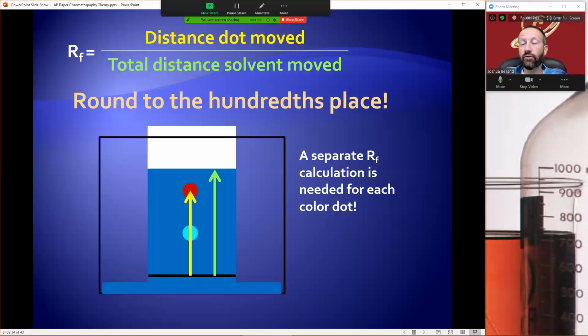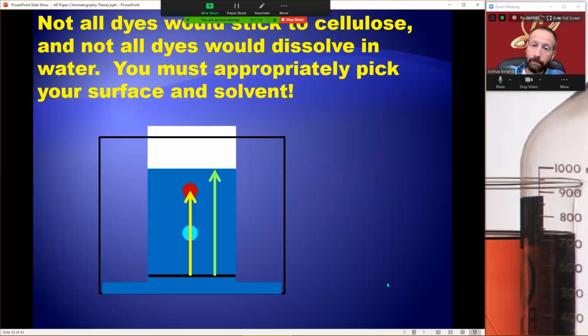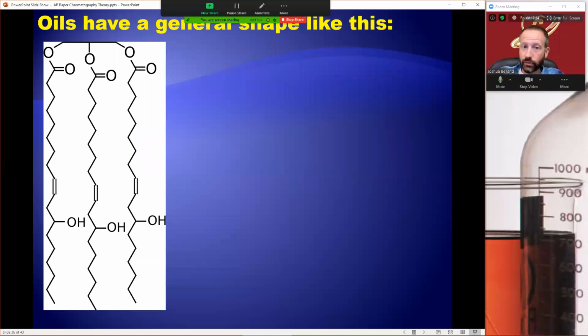It's just a way for us to quantify the data and be able to compare results. Okay. Now, I do want to point out, and I think I've been alluding to this all the time, you got to pick your stationary phase and your movable phase well. If you don't have the right surface and the right solvent, it's not going to separate your mixture, okay?